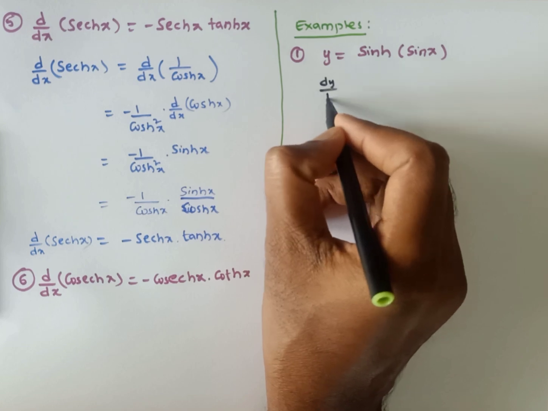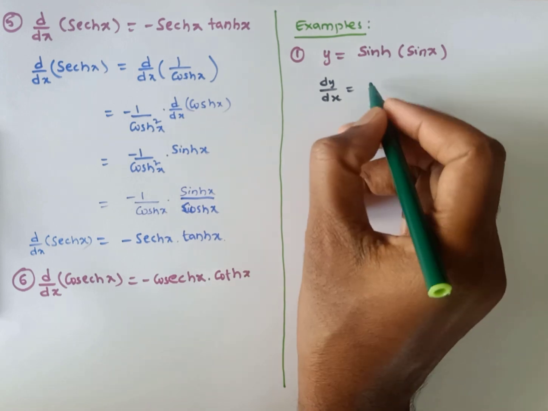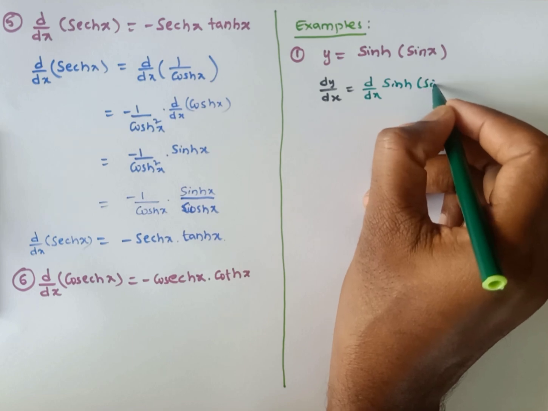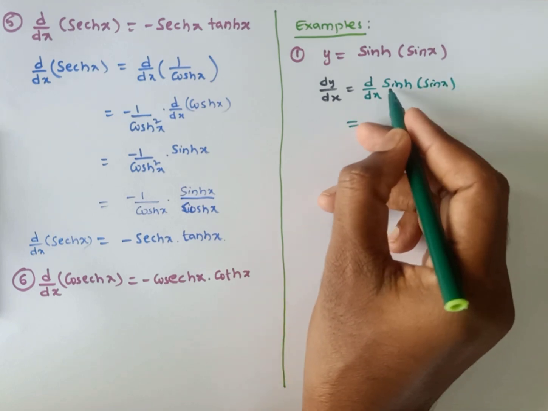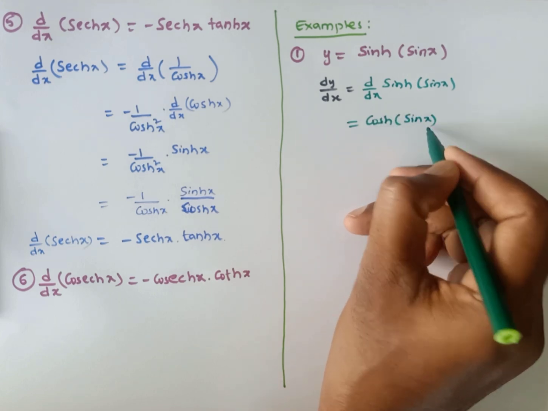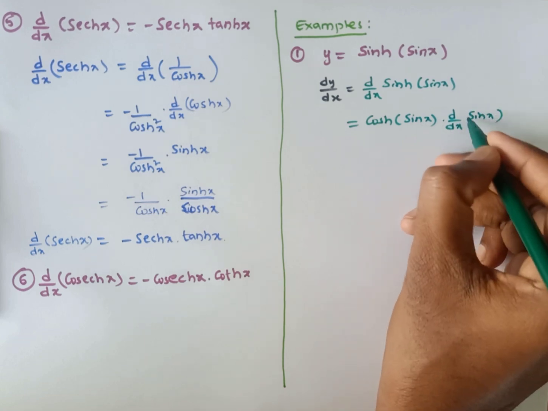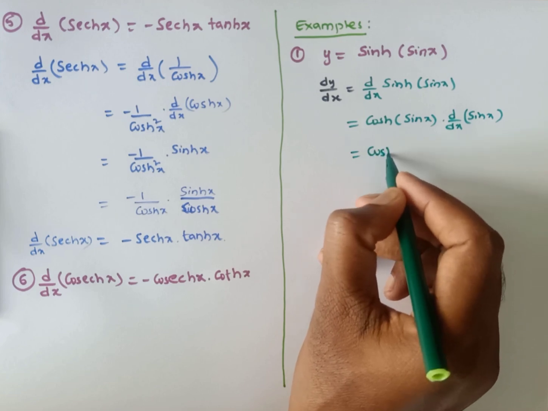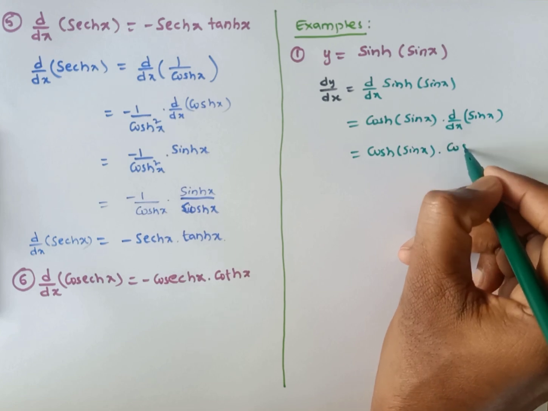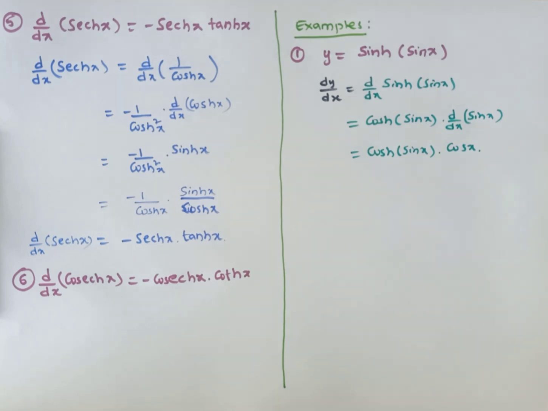Now dy by dx is d by dx of sinh of sin x. First the derivative of sinh is cosh of sin x as it is, into d by dx of the inner function sin x. Finally this is cosh of sin x into the derivative of sin x, which is cos x. Therefore this is cos x into cosh of sin x.